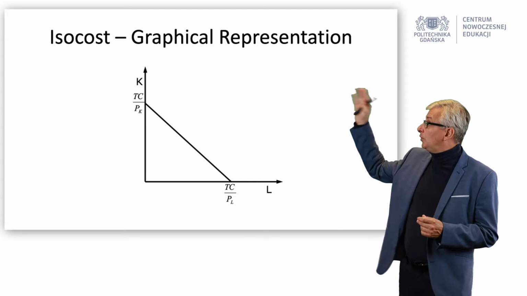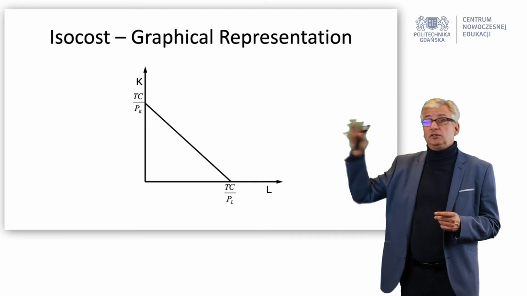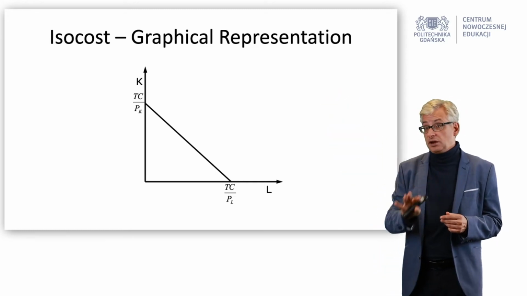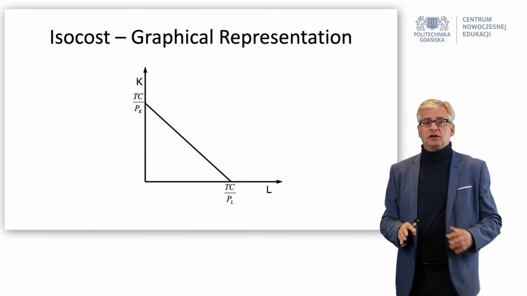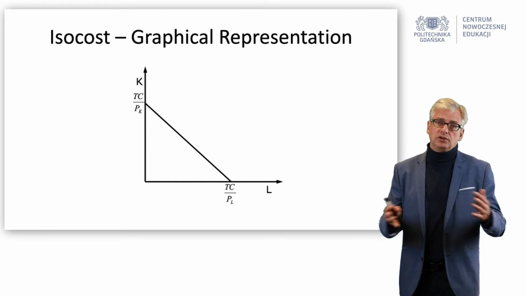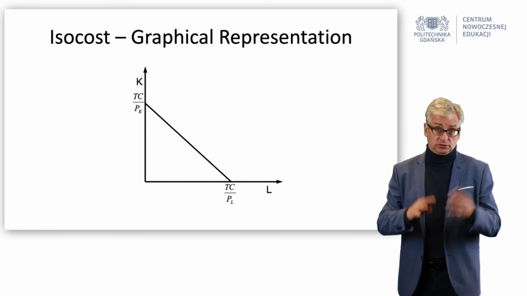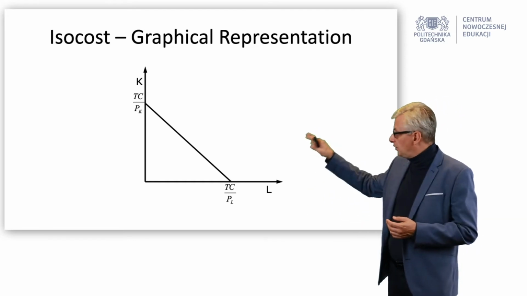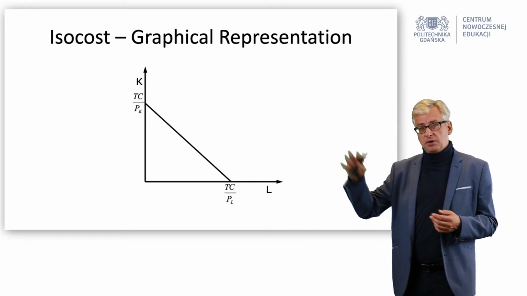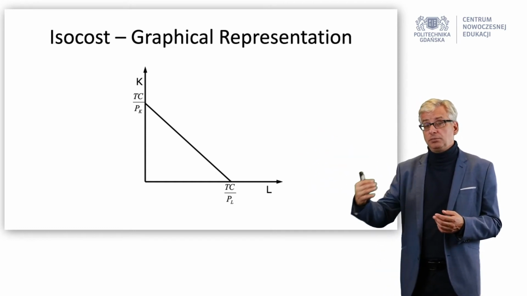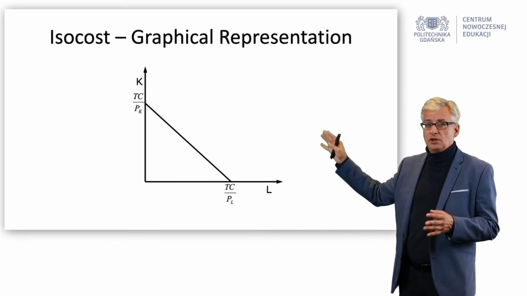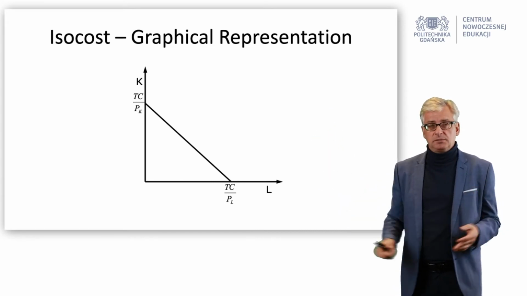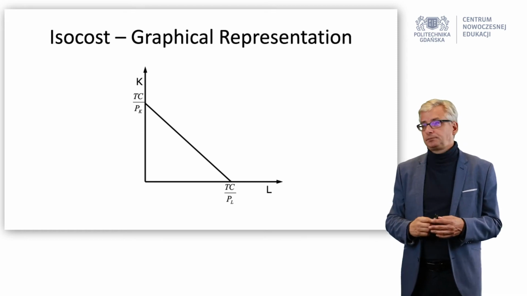So this point on the vertical axis is based on the idea that you do not buy labor at all, you do not employ labor, and how much of capital can you employ with all your money that you have at your disposal, total cost, right? The point on the horizontal axis is about how much labor you could employ if you don't employ any capital. So these are your borders, okay? This is as much as you can do.